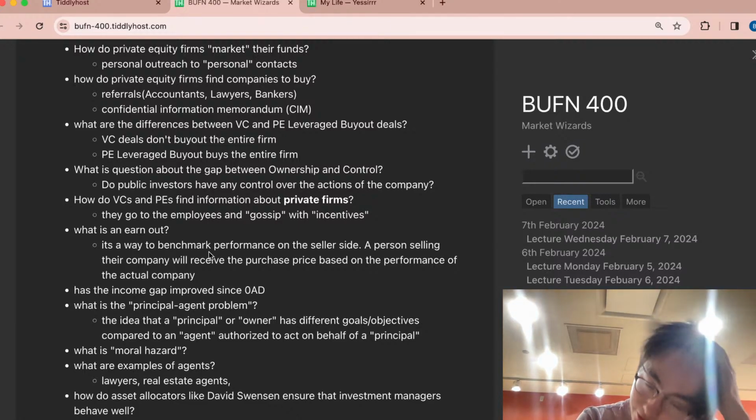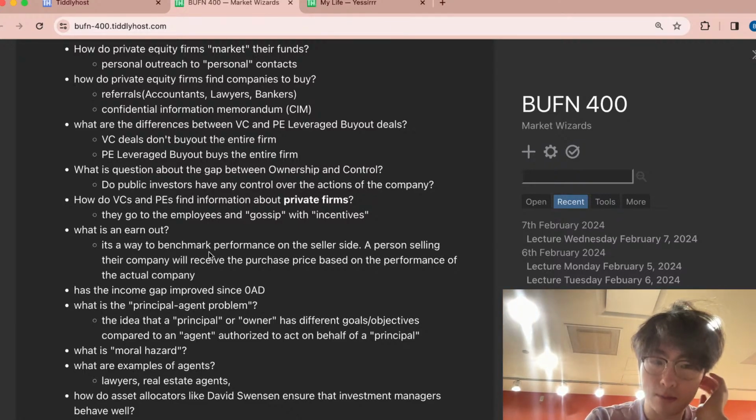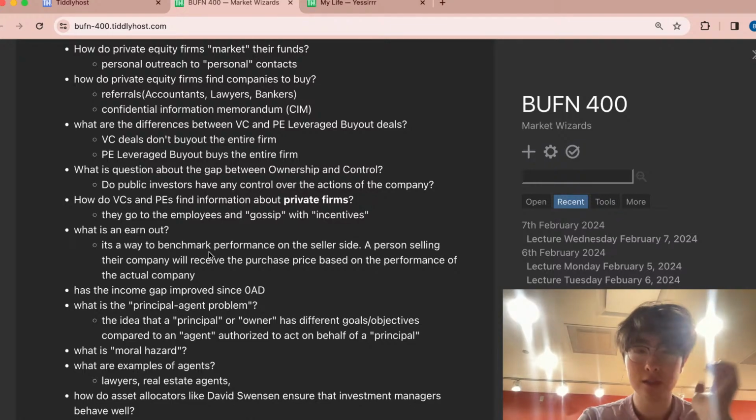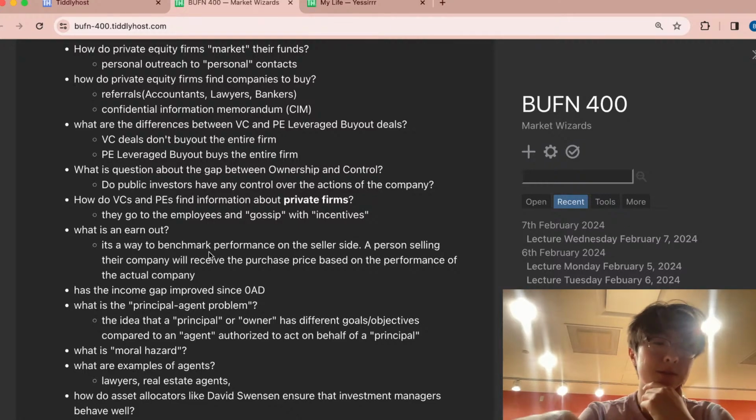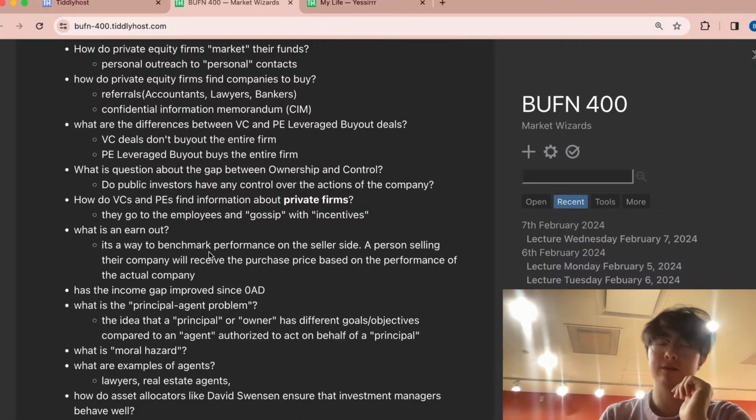And so specifically with the principal agent problem, the main idea is that the principal, I think that's the owner, has different goals and objectives compared to an agent. Okay, that's what I have in this one. So an agent is authorized to act on behalf of a principal. And that's the big idea.